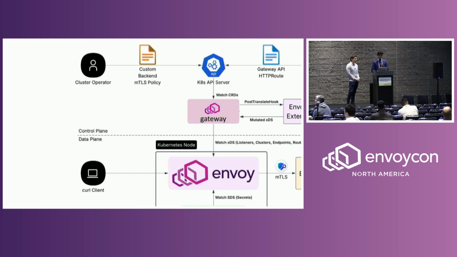So with that, let's go to the demo. We're going to first start by implementing the custom policy. Then we're going to configure Envoy Gateway to watch that policy and call the hooks on our extension server. And then we're going to actually implement our extension server, deploy it, and verify things work end to end.